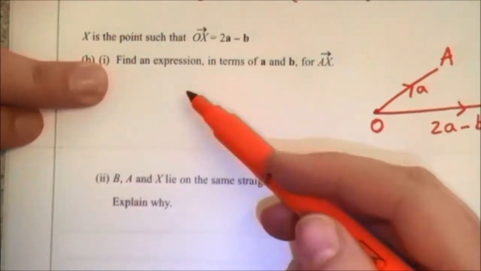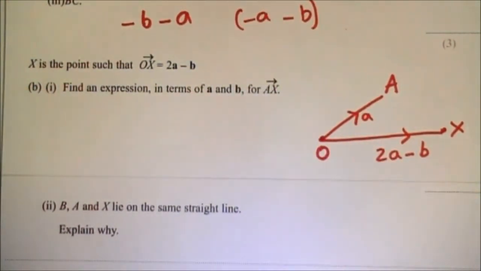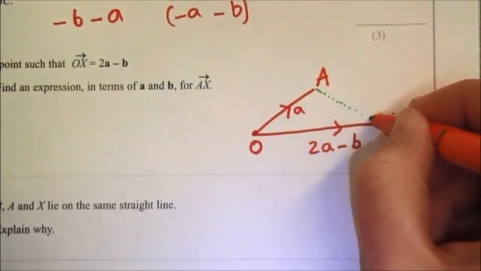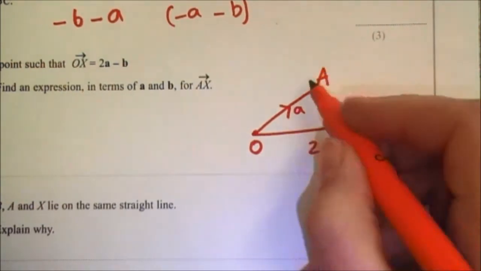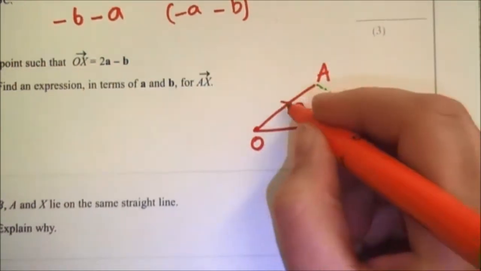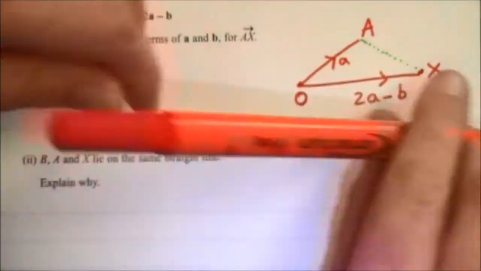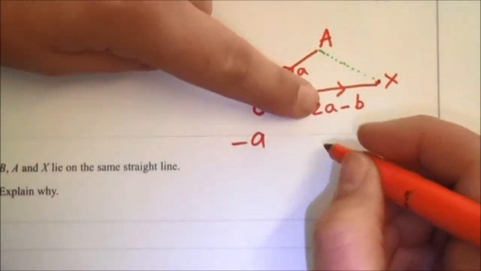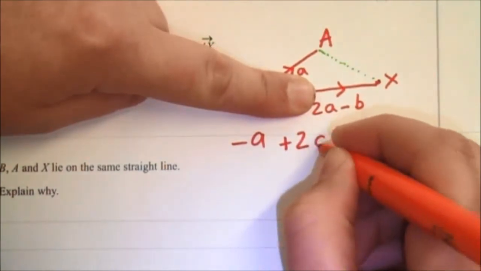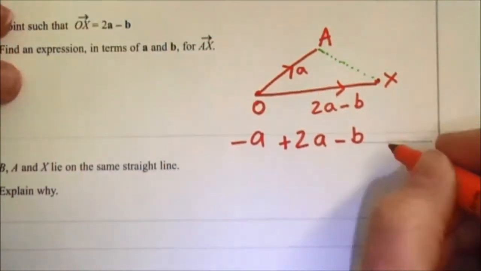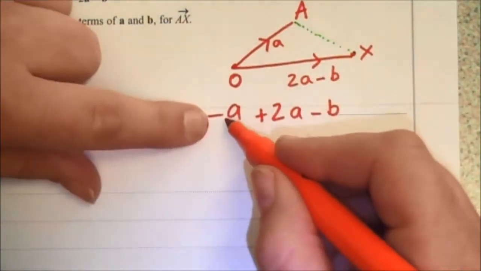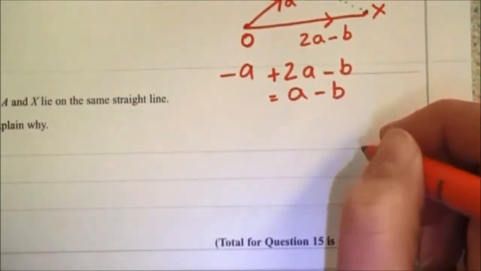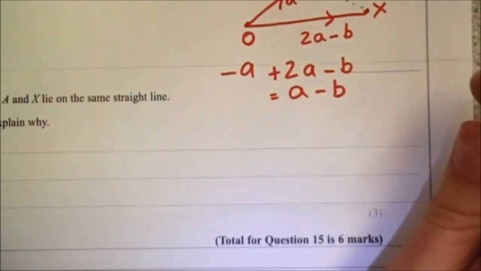They want me to find an expression in terms of A and B to get from A to X. So I want to know what it is to get from A to X. There's no road there. So to get from A to X, I actually have to go along here, which is going to be a minus A. So minus A, and then along there, which is positive 2A minus B. I can then collect and simplify there. Negative A, add 2A equals 1A minus B. So the answer is A minus B.